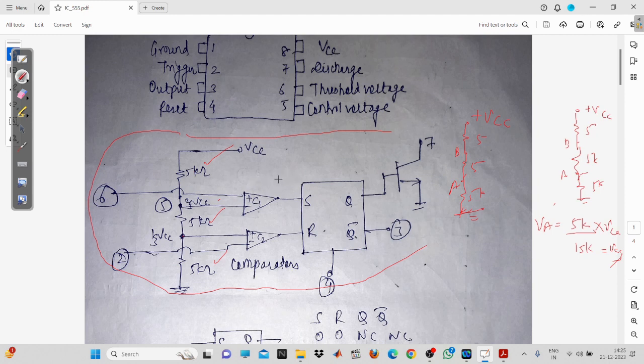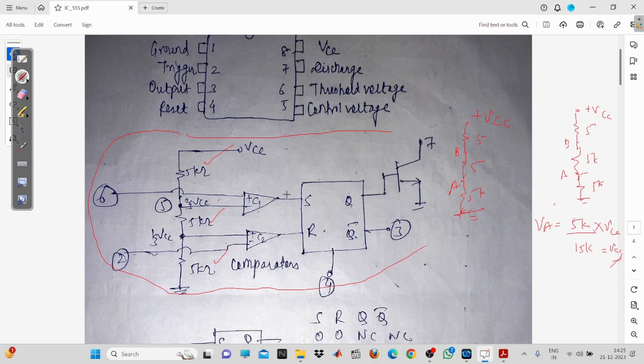I think this will be covered in digital electronics, but still for this IC 555, I'll tell you that this is the SR flip-flop, and it is going to set and reset the output of the flip-flop. The flip-flop is a device which stores only one bit of information. Either it will store 1 or it will store 0.